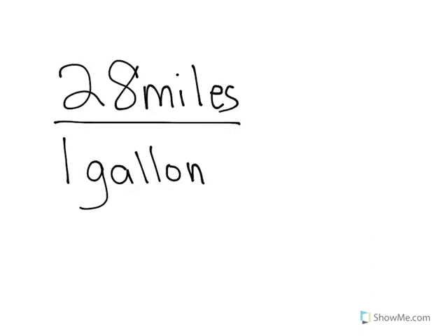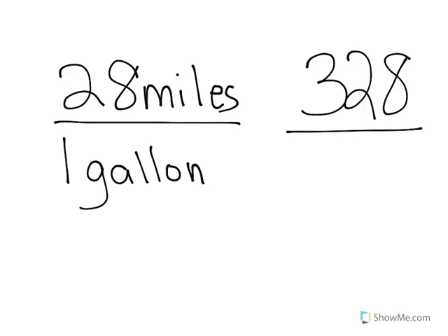I can use ratios to solve for missing information, such as if I drive 28 miles and I only use 1 gallon of gas, and I want to find out how many total gallons I'm going to use for a trip that takes me 328 total miles. I can set up equivalent ratios, set them equal to each other, and solve for the missing information. There are two ways I can solve for this missing information.